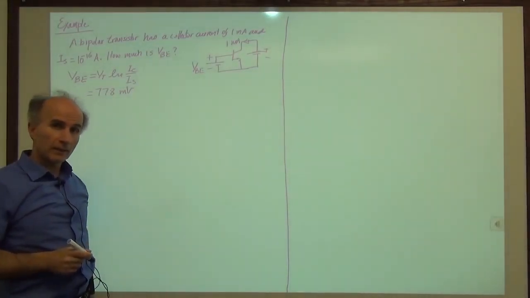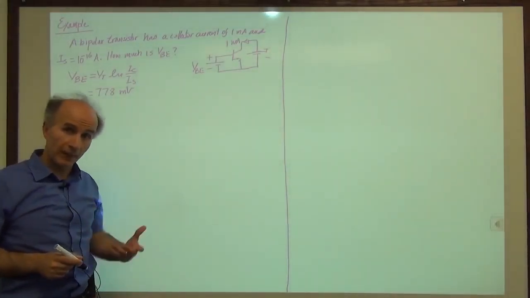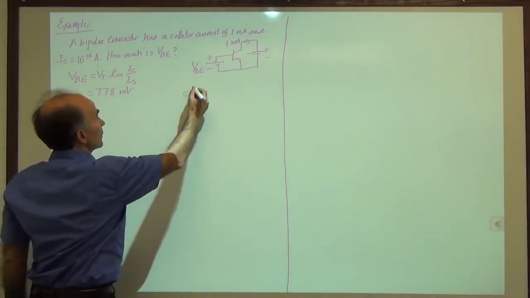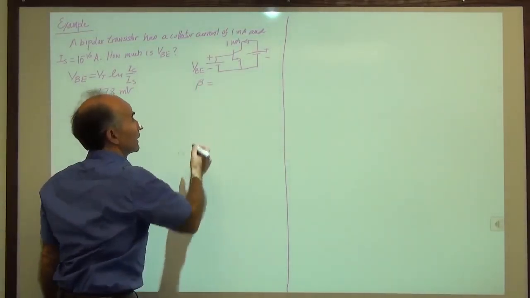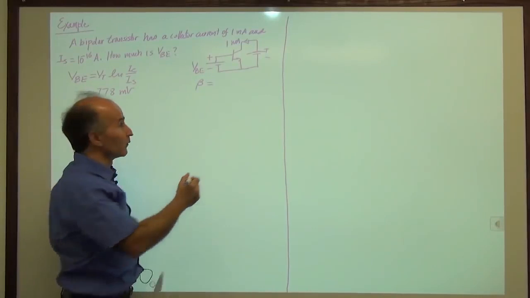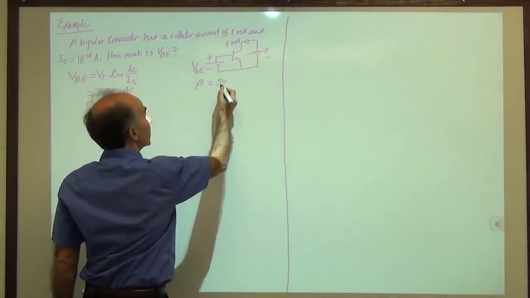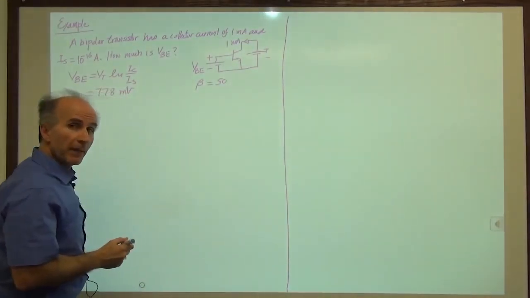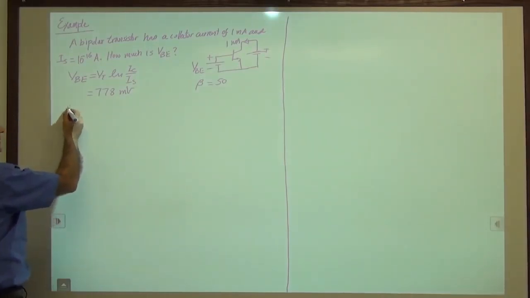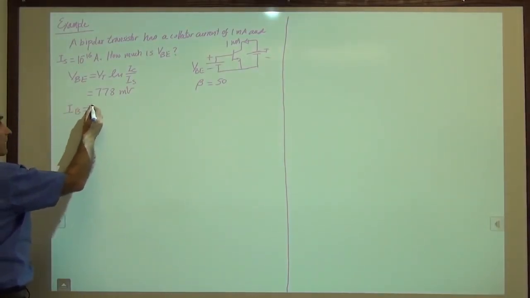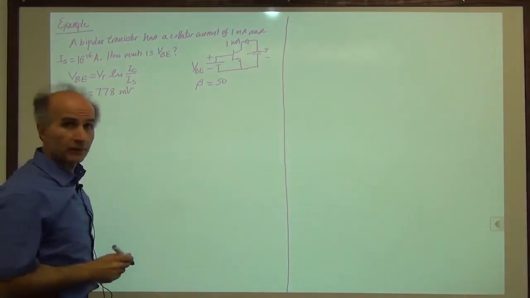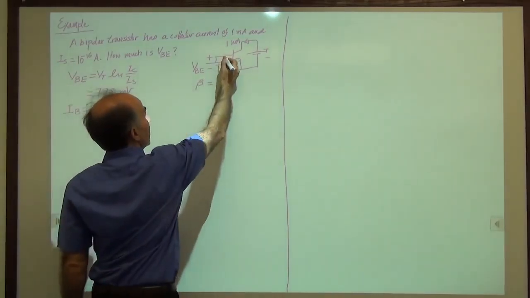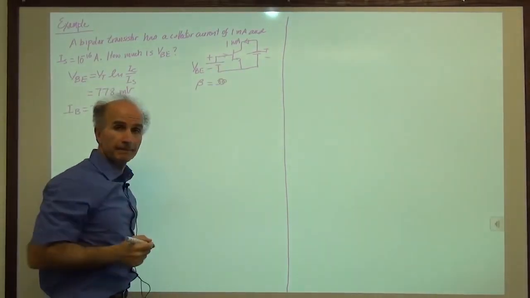Now, let's suppose that we are also given the value of beta. So we are given beta to be 50, then how much is the base current? So we are asked to find the base current, this current here. How much current flows into this base?